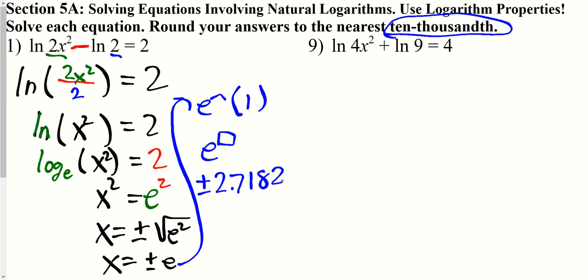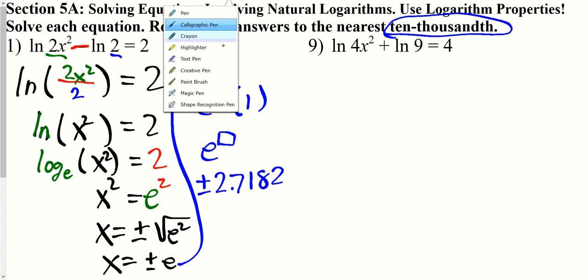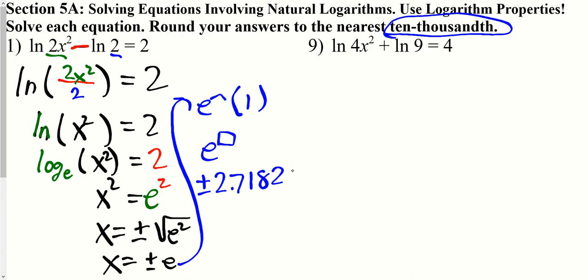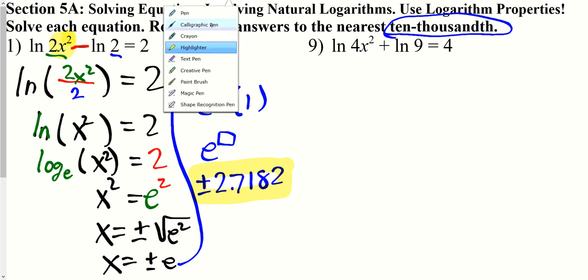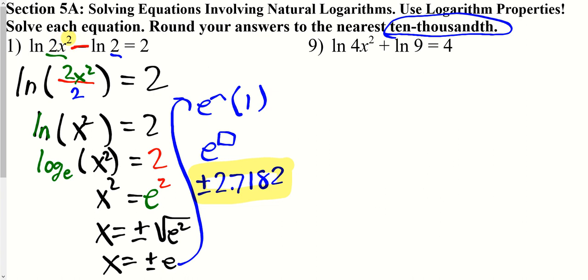Now, keep in mind that whatever's after your log always has to be positive. We started out with logs, so we'd have to go ahead and check this answer. When we check this answer, and we're putting it in here because that's our only input, whether you put a positive in and square it or put a negative in and square it, it ends up being a positive number. So yes, both of these plus and minuses will end up working.